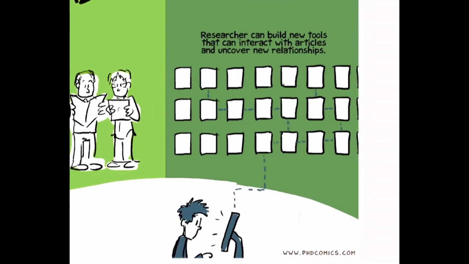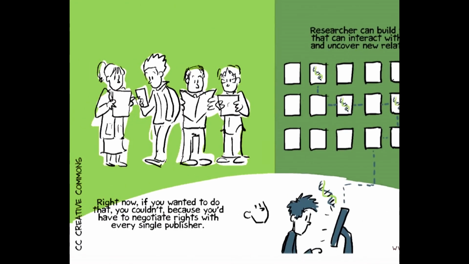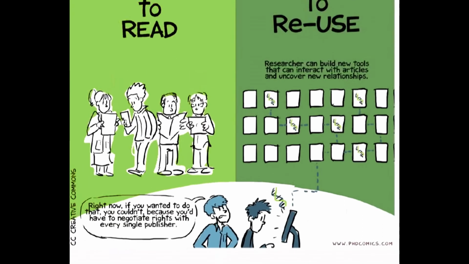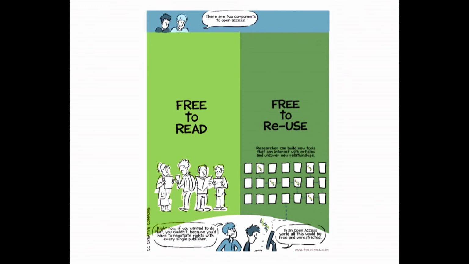They can mine the articles, they can find relationships. They can find snippets of genetic code that are mentioned in multiple papers, or different phrases or concepts that are referenced in a biology paper and a chemistry paper, that individual researchers would never be able to uncover because they can't read this many articles. If you actually wanted to do that today, you couldn't, because you would have to negotiate individual rights with every single publisher. In an open access world, all this information would be open on the internet for free, and people would have unrestricted rights to do that kind of data mining.